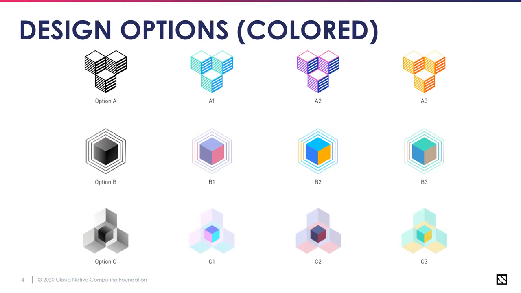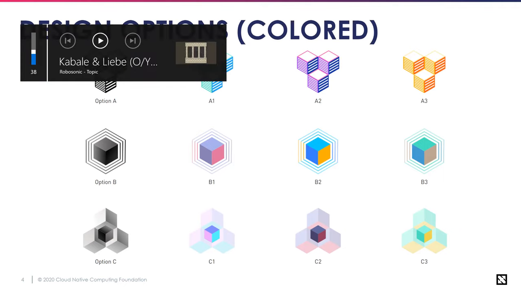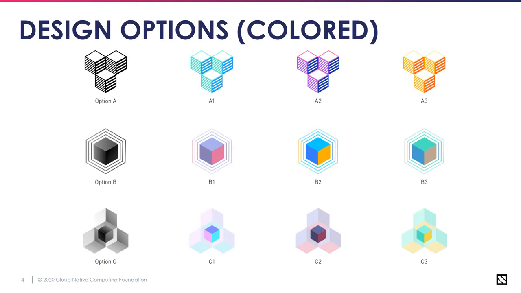I like visually version C, but the colors, I think B2 is the most appealing for me in color schema. Maybe B3. But the shape is definitely C. That's my opinion as well, if you ask me.